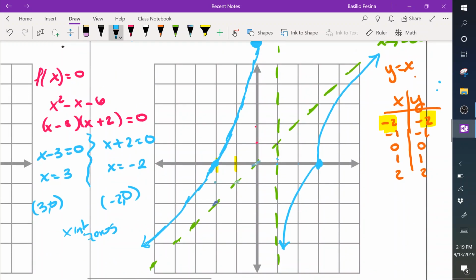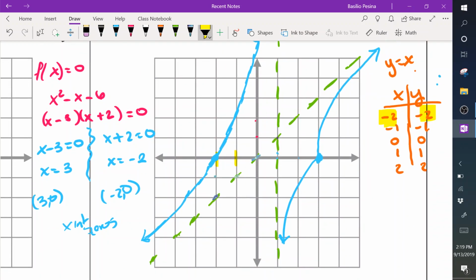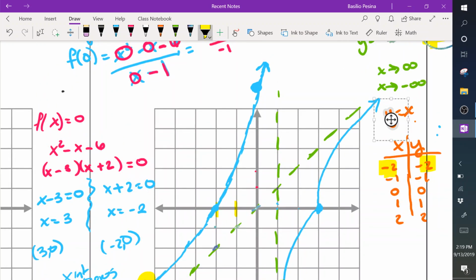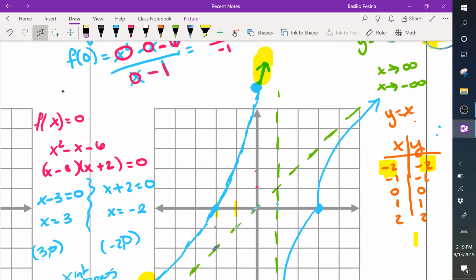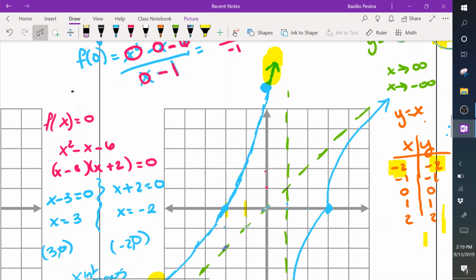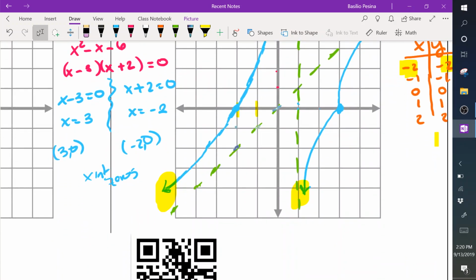So let's find the range real quick. How low does this function go? These arrows show you that it goes from negative infinity all the way to positive infinity. Still not working. Okay, so from negative infinity to positive infinity is my range. Negative infinity all the way to positive infinity.